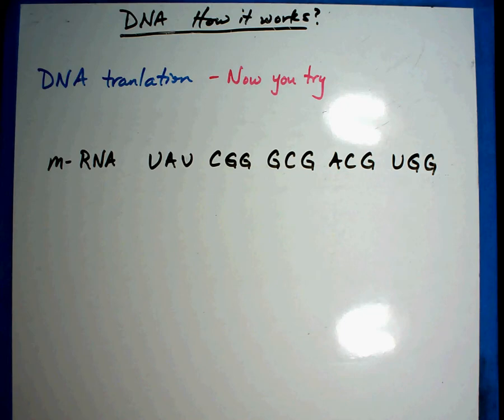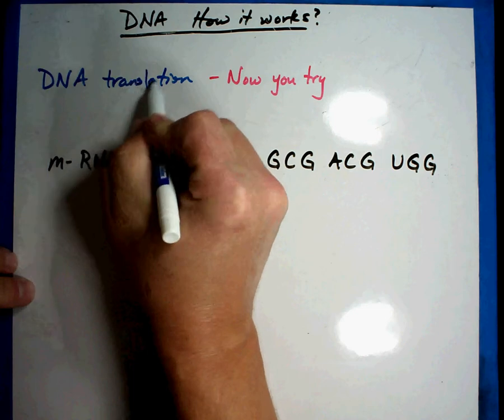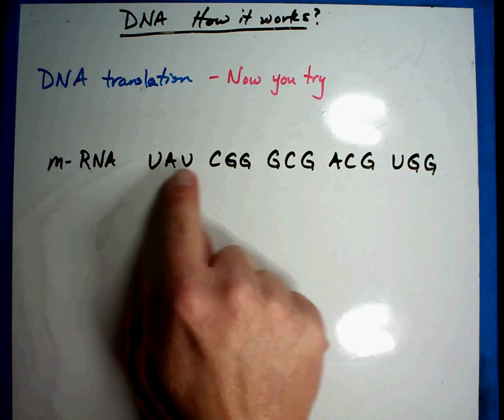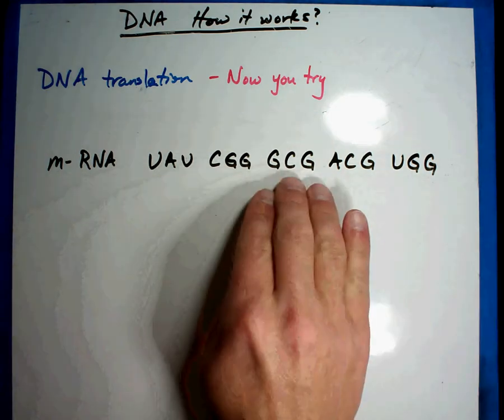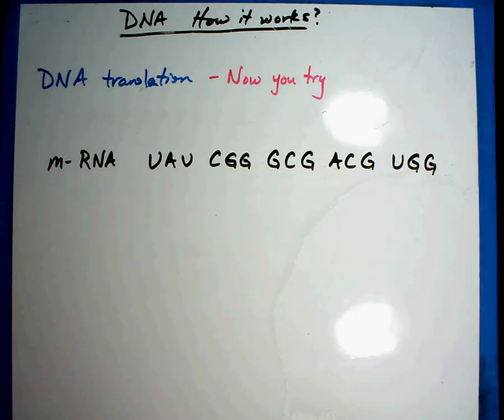Okay, now it's your turn to do DNA translation. Now, remember, there are a couple of steps you're going to have to do. On the screen, you will see a piece of messenger RNA. Reminder, this is the secret code. It's going to read everything in threes. And so you're going to read everything in groups of three.